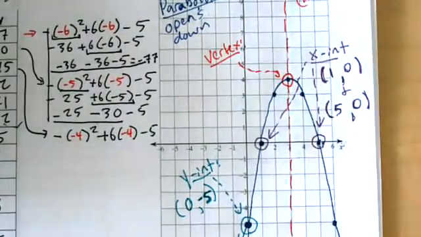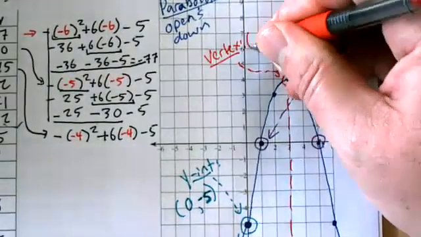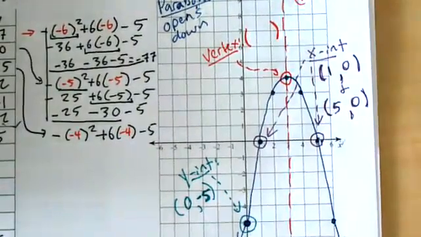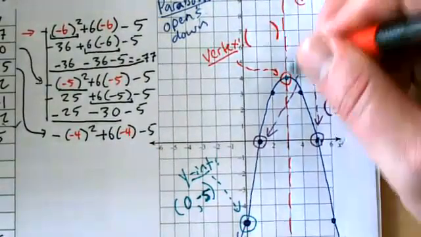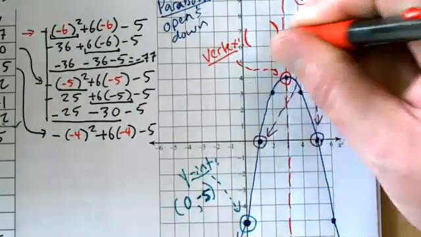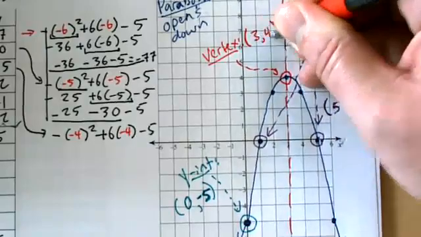And let's write down its coordinates. 3 comma 4, did you say? You sure it's not 4 comma 3? X is 3, the y is 4. 3 comma 4 for a vertex. Okay.